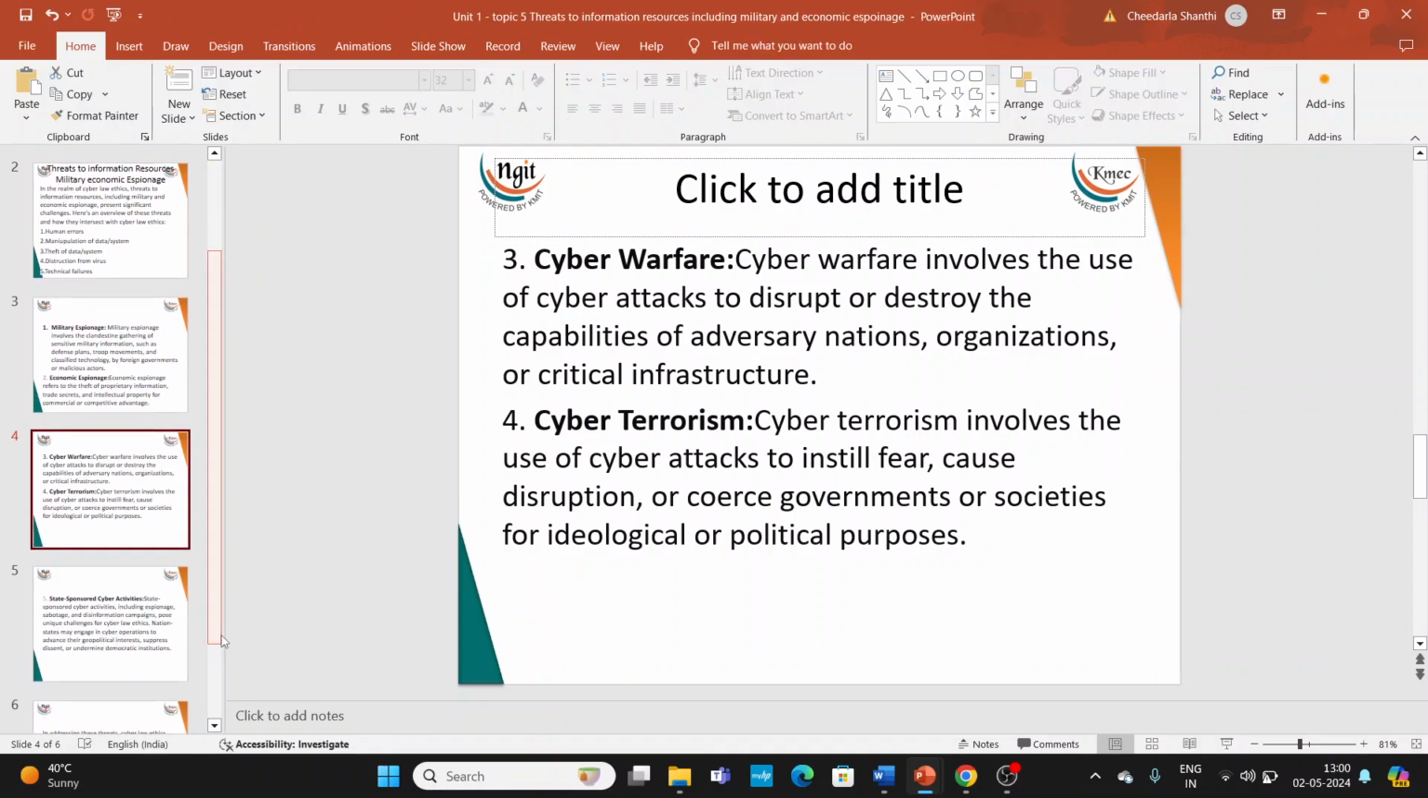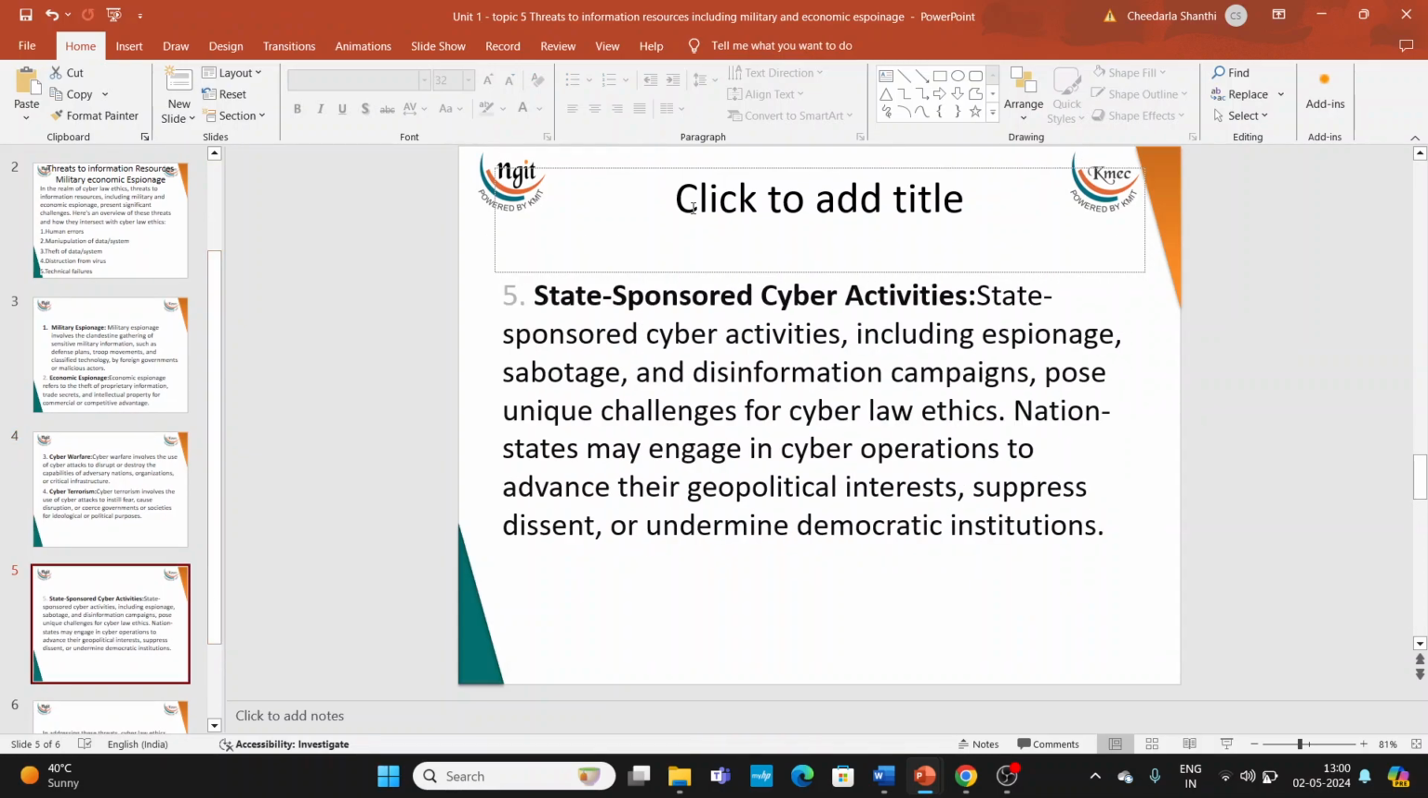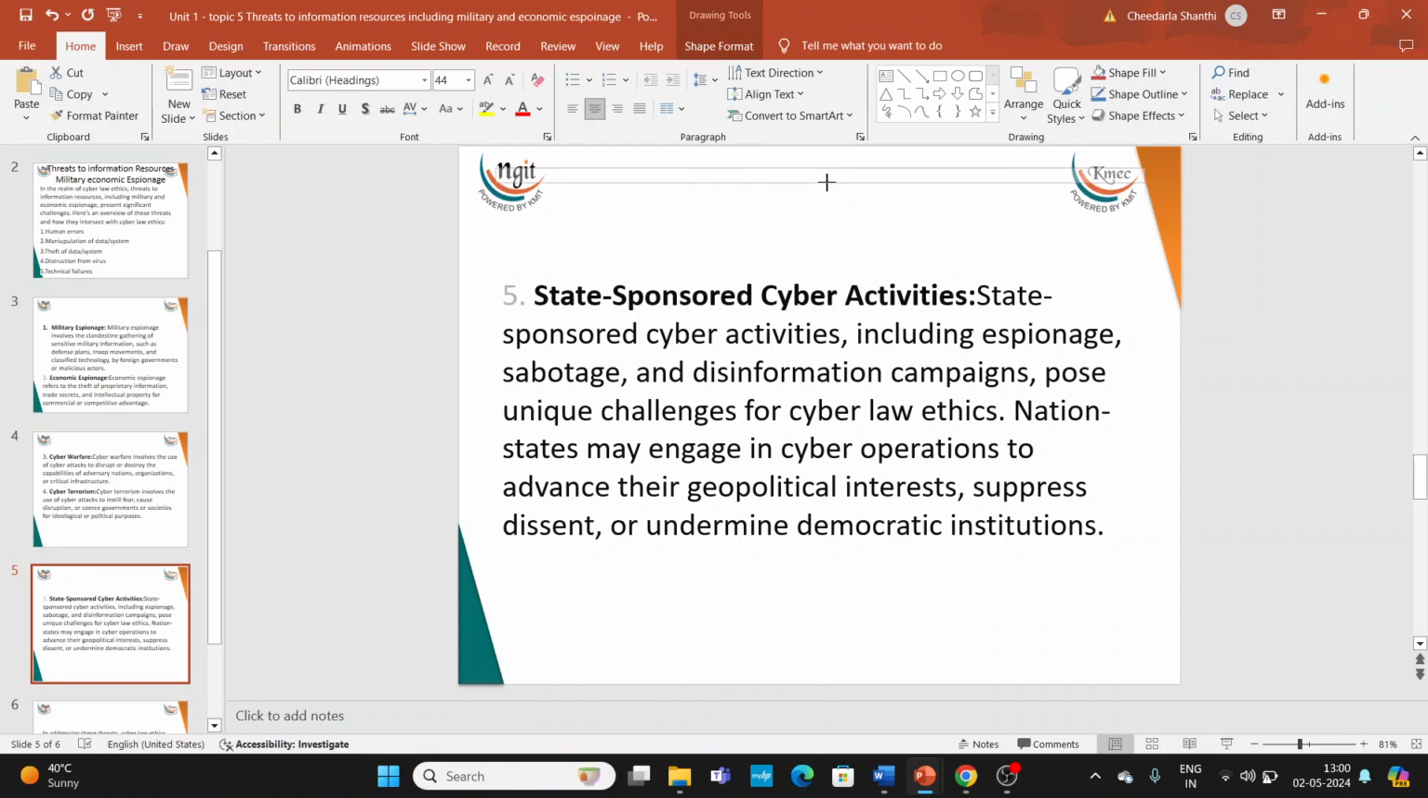Now the next one is state sponsored cyber activities. What will happen in state sponsored cyber activities? It includes espionage, economic espionage, threats of information, disinformation campaigns, and unique challenges for nation states. It consists of state, non-state, and armed state forces. Armed state forces consist of military people. State means only the government, only the state government. State sponsored people go to hack the data in cyber activities.